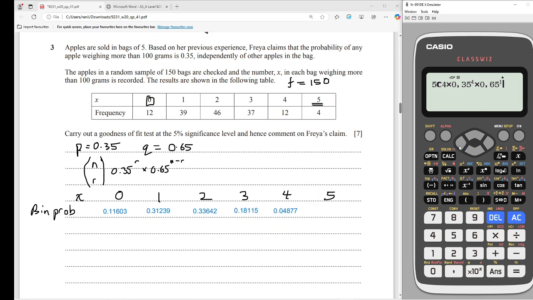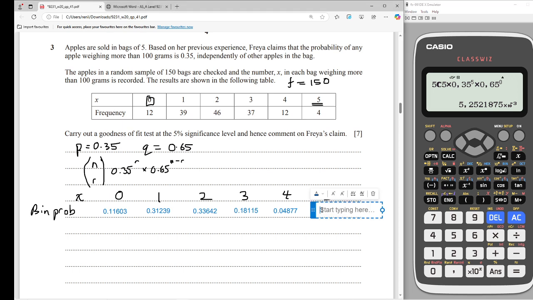And finally, when r equals 5, we get over here 5 minus 5, which is 0, and to the power of 5, and 5 combination 5, which is equal to a very, very low value, which is 0.00525. Fine, we'll keep it to 5 decimal places for each.